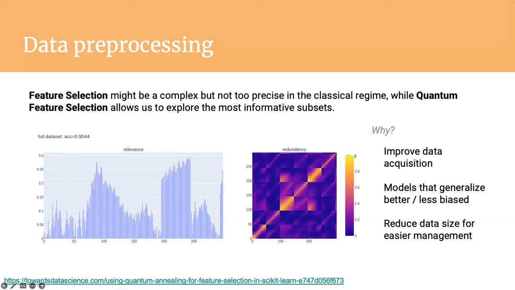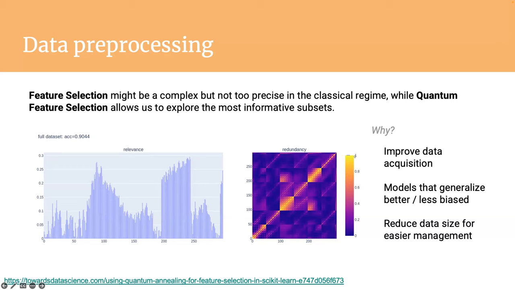So it helps us improve the data acquisition at process level, at the cost level. In many cases, it also helps to generalize, to create models that are less biased and can generalize better. And in general, it reduces the data size, because if you can remove noise from the data, it's always a good thing to do, and it helps a lot to boost the whole data science and machine learning process for many companies.